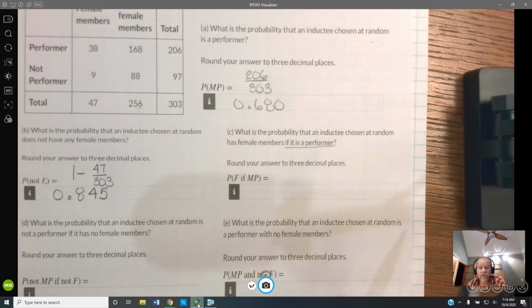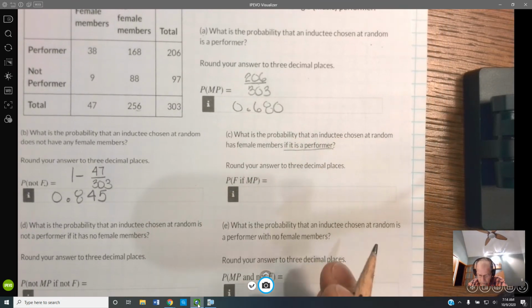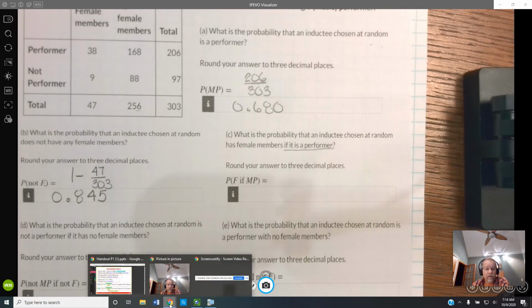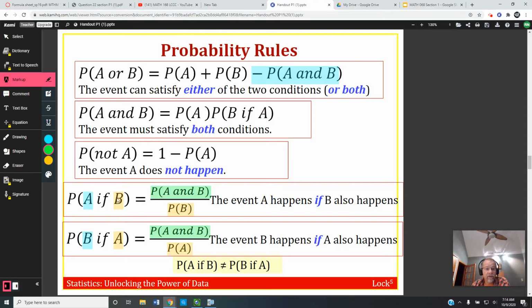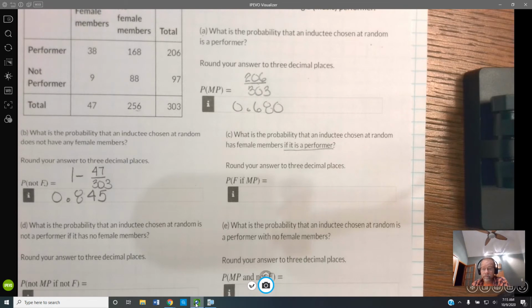Now, I'm going to do this a couple of ways. The first thing I'm going to do is look at the actual if formula. So I'm going to go back to my if formula, and right here's my if formula. Remember, my if formula is the and portion on the top divided by the if portion. That's the way I think about it: and on top, if on bottom.